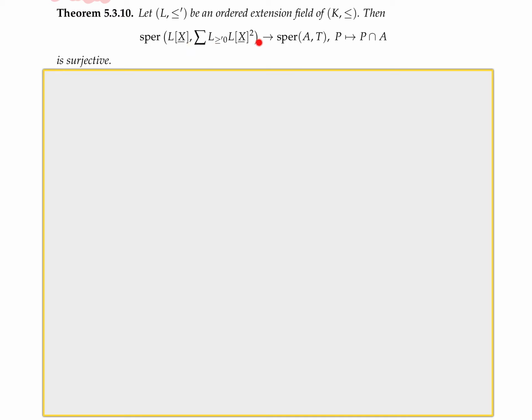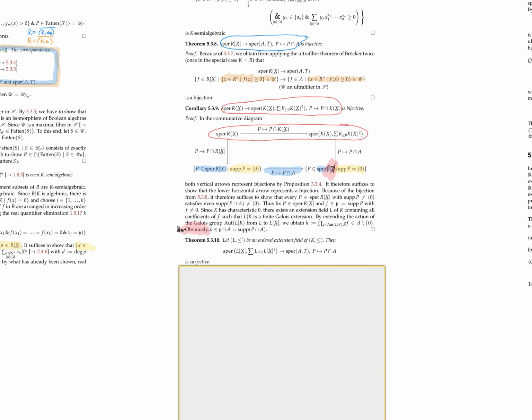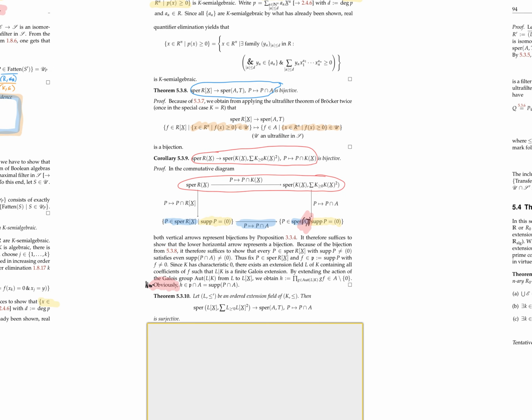So here I look at this pre-ordered ring. I look only at those prime cones. So the points of this are those prime cones of a polynomial ring over L that contain the non-negative elements from L. Yes, so in some sense the situation is quite similar to the theorem we had above, theorem 538. Maybe let's compare.